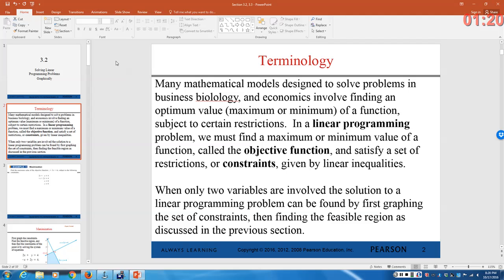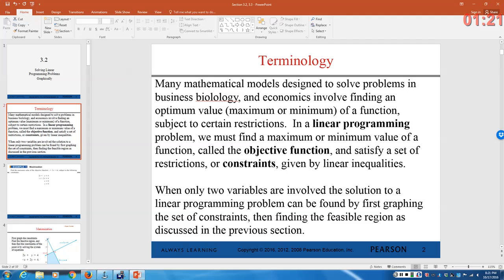A lot of mathematical models designed to solve problems in business, biology, and economics involve finding an optimum value, optimum meaning a best value. It might be a maximum, it might be a minimum. In linear programming, you have to find a maximum or minimum value of something called the objective function, which, as I've said before, is sometimes a cost function, sometimes a revenue function, sometimes a profit function. Sometimes it's a supply or demand function, but not as often. And it has to satisfy the set of restrictions or constraints, which is the other linear inequalities.